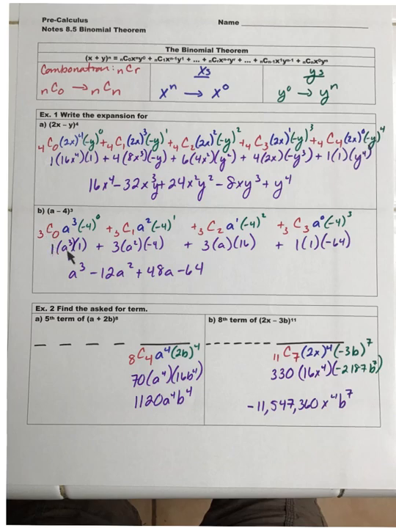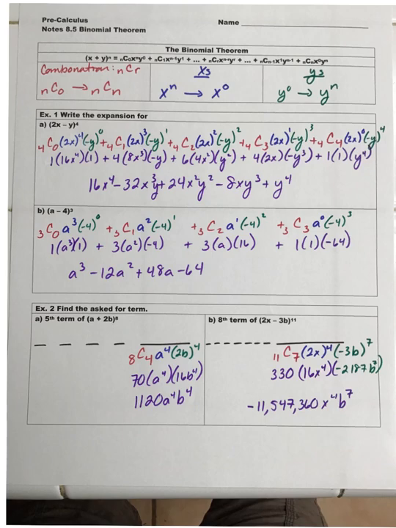So I can evaluate this on my calculator or using Pascal's triangle. So I get 1 times a cubed times 1, 3 times a squared times negative 4, 3 times a times 16, 1 times negative 64, and then multiply out each individual term. So this is a cubed minus 12a squared plus 48a minus 64. Okay.